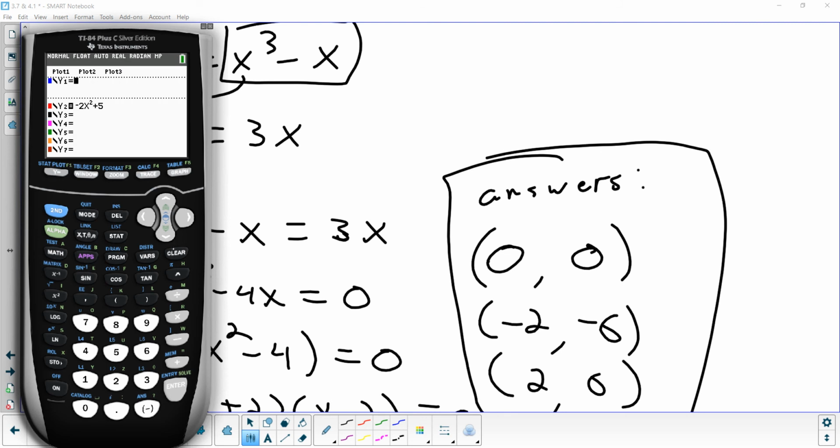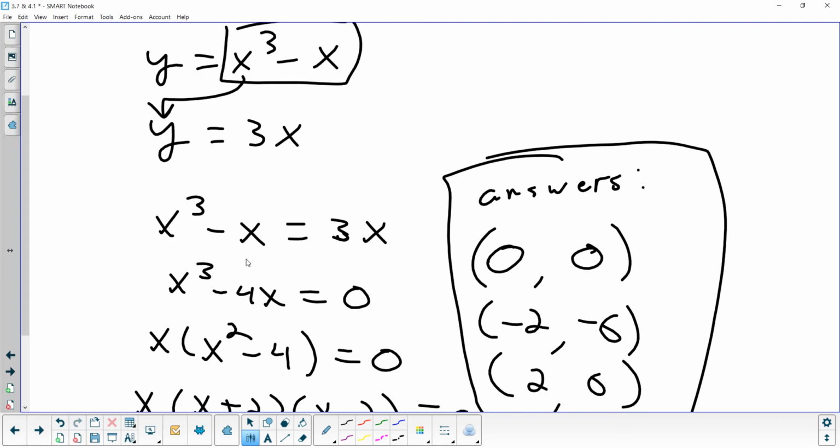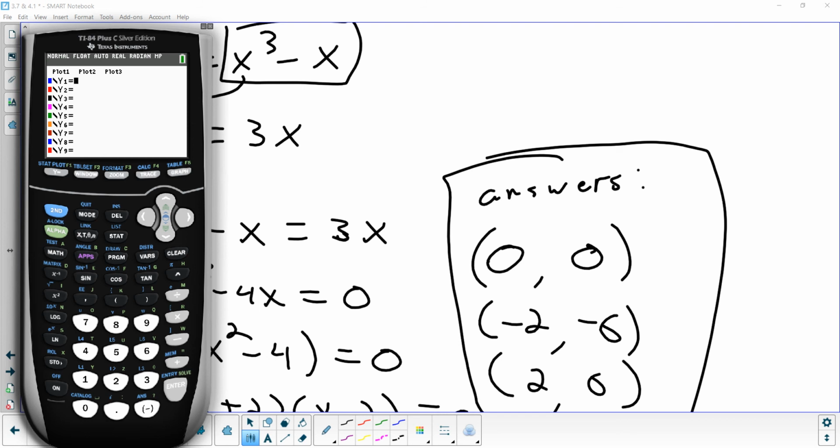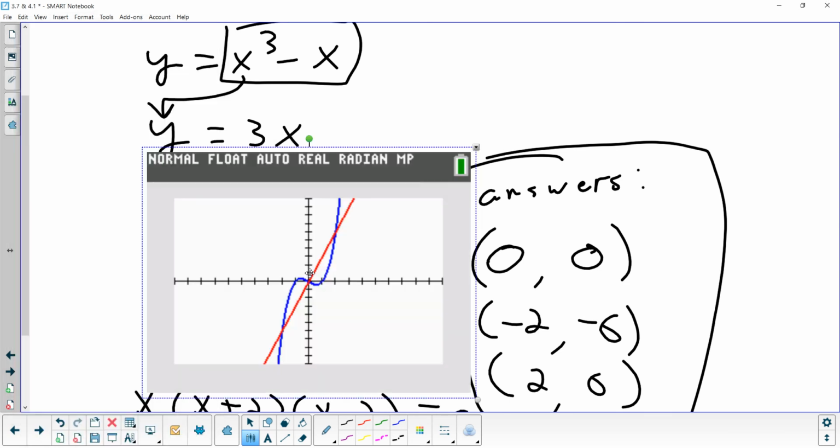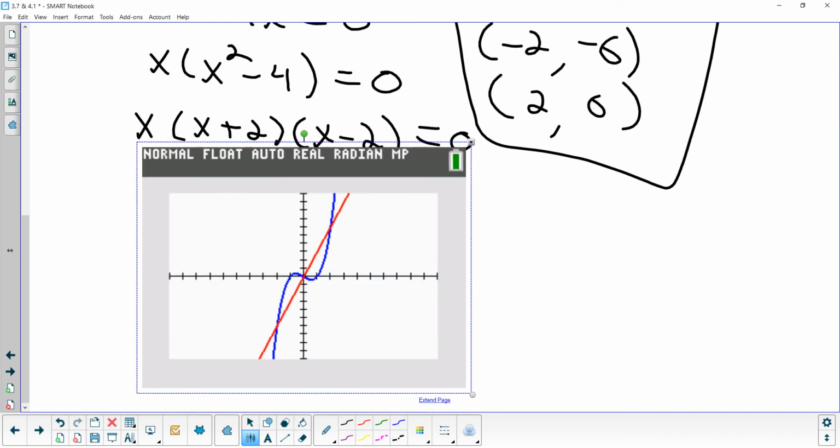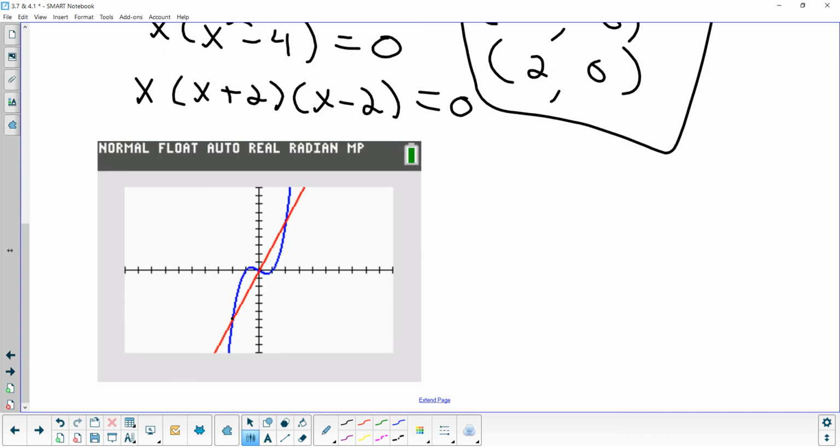Oh, that makes a lot of sense. Yeah, I actually think this one is faster this way than graphing. All right. So now I need to type in x cubed minus x and 3x. I don't have a very good window, so let me do zoom 6. This is why I think graphing can be slower. All right, so 0, 0, yep, I see that one. -2, -6, +2, +6. Those all look good to me. So 1, 2, 3.